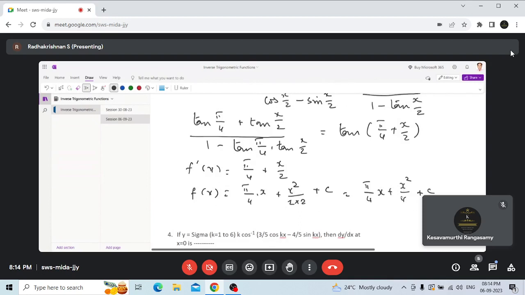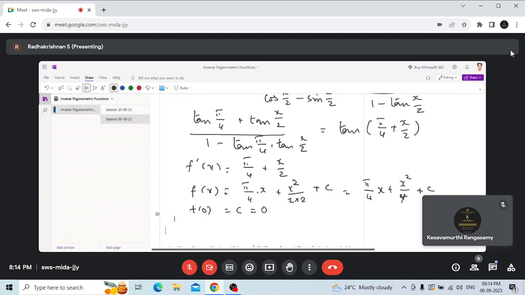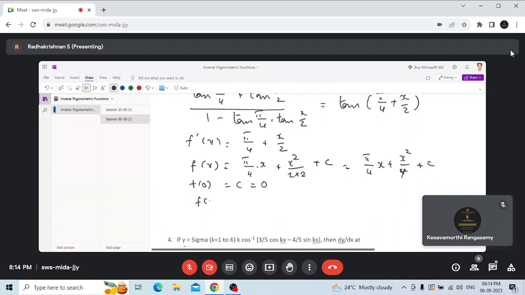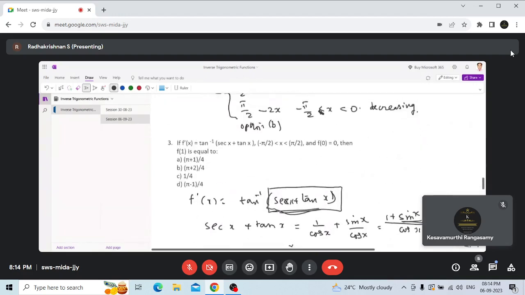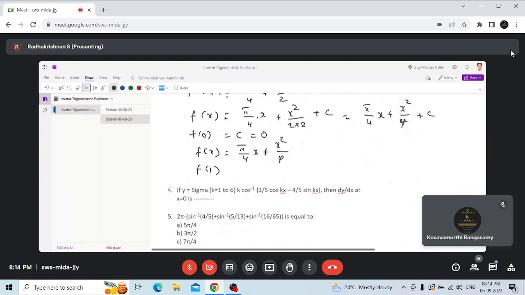So f of 0, if you put x equal to 0 in this expression, is simply it will become c, which is 0. Therefore, your f of x now becomes pi by 4 x plus x square by 4. So f of 1 is what they are asking, right? So f of 1 will be therefore pi by 4 plus 1 by 4.